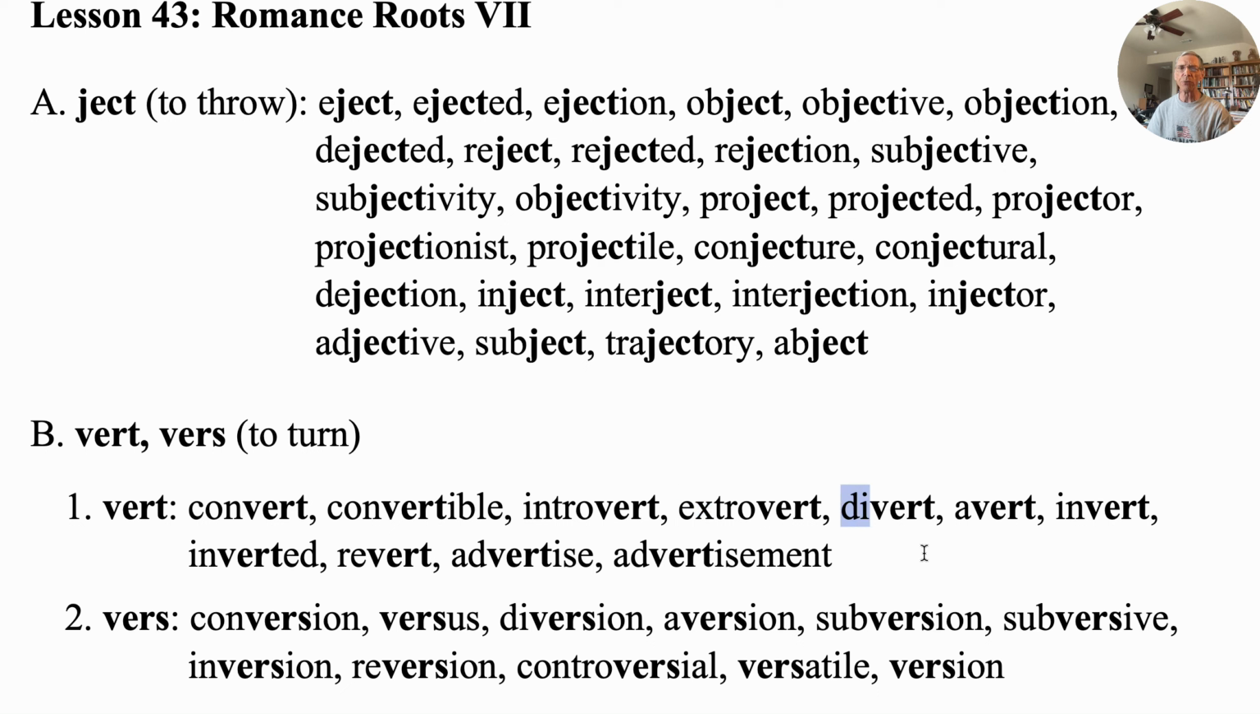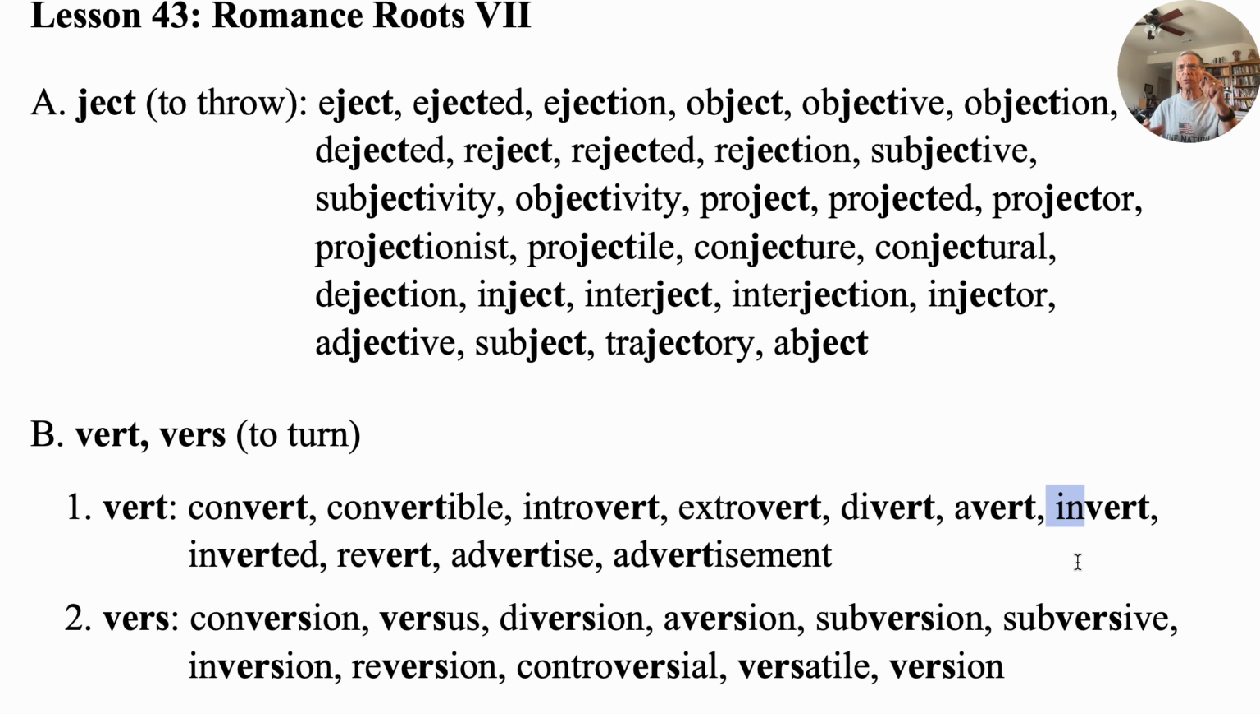Divert is when you distract somebody, their attention, you divert them. They're trying to listen to a reading lesson, and people are talking to each other, and it diverts their attention. Then avert is like to avoid an activity.